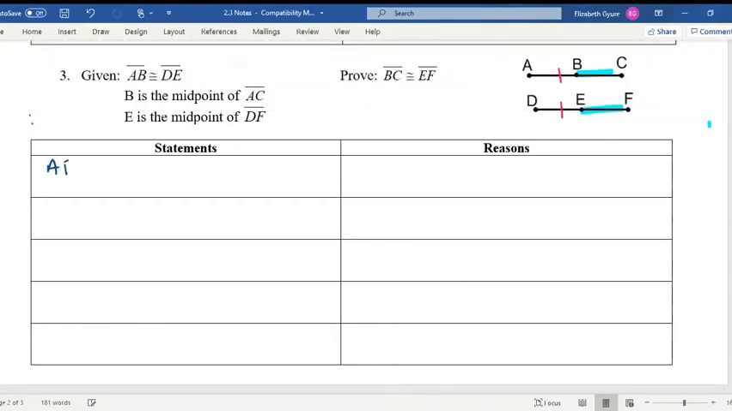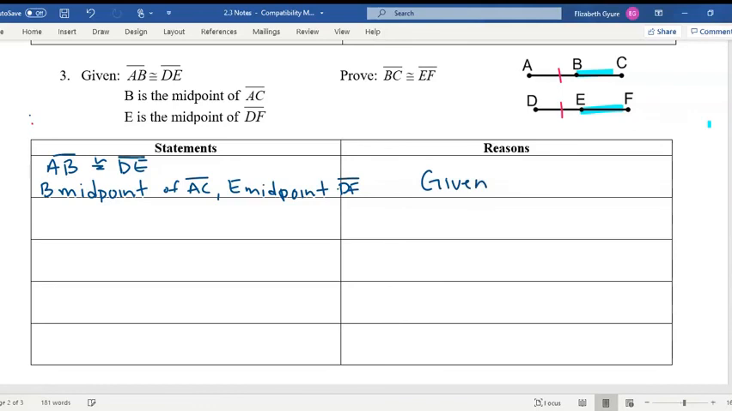Segment AB is congruent to segment DE. And B is the midpoint of segment AC, and E is the midpoint of DF. That is given. All right, and we want to prove that segment BC is congruent to segment EF.